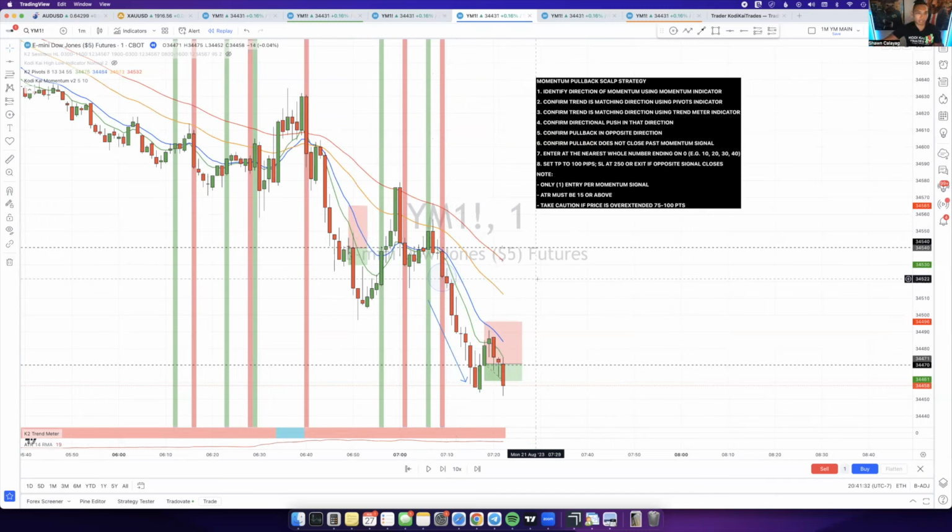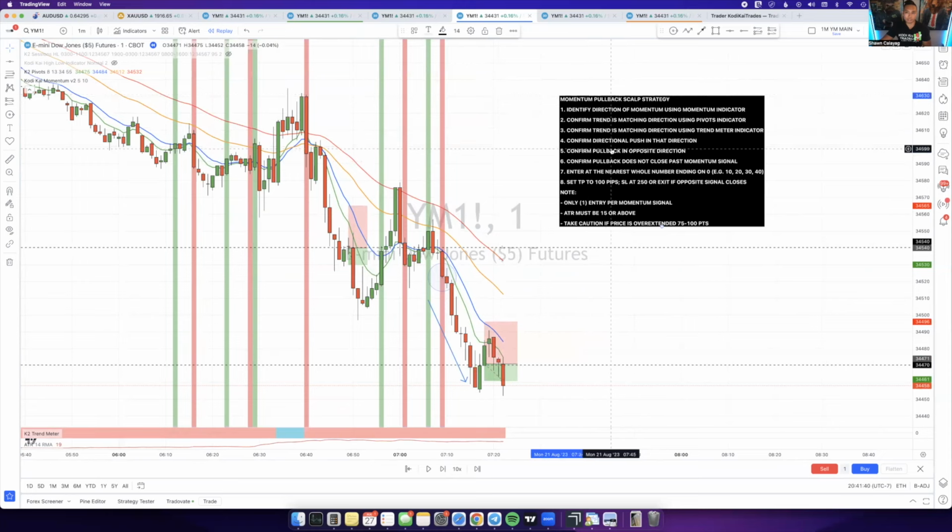And if you're looking for a buy, you're looking for the same thing, just in the opposite direction. So as you guys can see, the strategy is pretty simple. You just need to follow the steps, check everything off like a checklist. And once you have everything lined up, you can take the entry. So if you guys have any questions, feel free to reach out. Otherwise, I will see you guys in the next video.